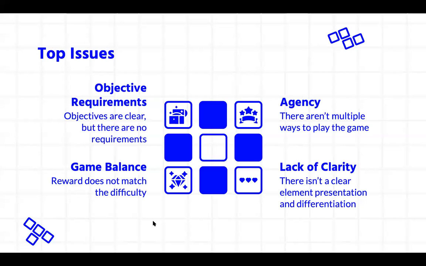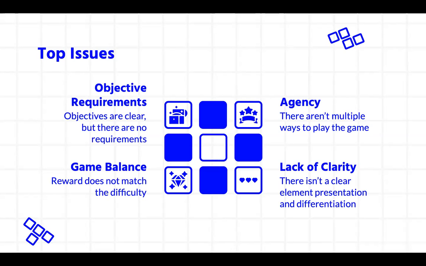Objective requirements were not clear in the game, which are the things the player needs to complete in order to pass a challenge. Therefore, we think this is a major problem. Game balance. Throughout the game, the reward does not match difficulty and leaves players unsatisfied. Agency. Unfortunately, there are not multiple ways to play the game due to the linear storyline. Lack of clarity. Finally, the game fails to present clear element presentation or differentiation between enemy-ally status, which causes a lack of clarity.